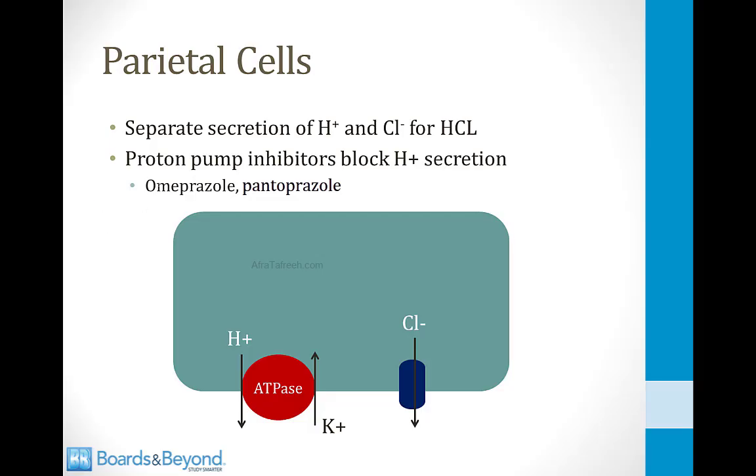So the first thing you should know is that there are separate pumps in the membranes of parietal cells that secrete H+ and chloride for HCl. So there is an ATPase pump which pumps out hydrogen ions in exchange for potassium, and then there is a separate channel by which chloride is secreted into the lumen of the stomach. And there are drugs that are called proton pump inhibitors that inhibit this hydrogen ATPase and block H+ secretion. Those are drugs like omeprazole and pantoprazole. I talk about these in more detail in the module on GI pharmacology.